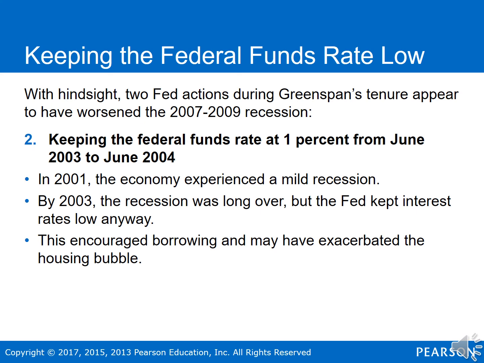The second big mistake of Alan Greenspan was keeping the federal funds rate at 1% from June 2003 to June 2004. In 2001, we had a mild recession with the dot-com bubble. By 2003, the recession was long over, but the Federal Reserve kept interest rates low anyway. The reason is that at the time, the reading of the inflation rate was very low, below 1%. Because of that, the Federal Reserve was worried about outright deflation. In my opinion, and some other economists' opinion, they shouldn't have been, because this was productivity-driven deflation, which isn't a bad thing when prices fall because it becomes cheaper to make the goods.